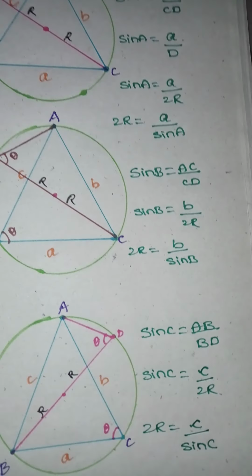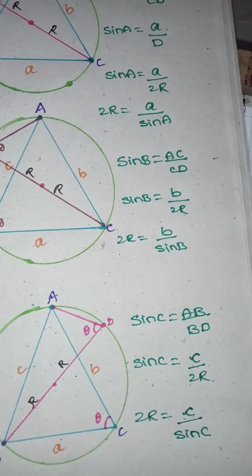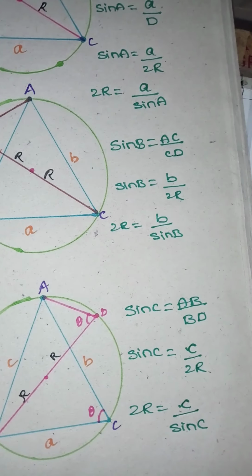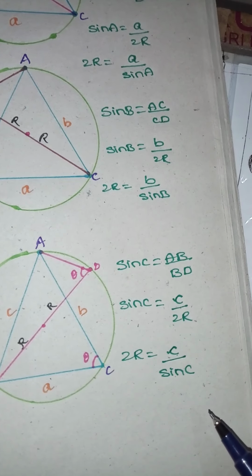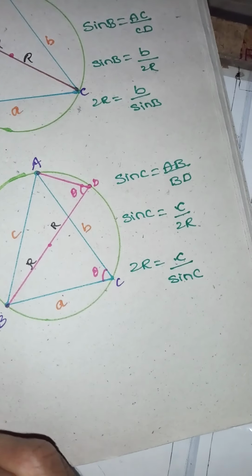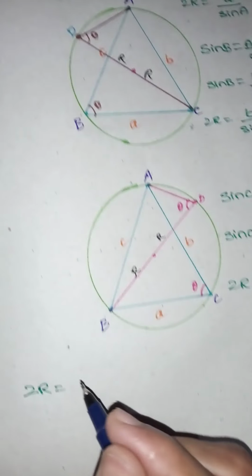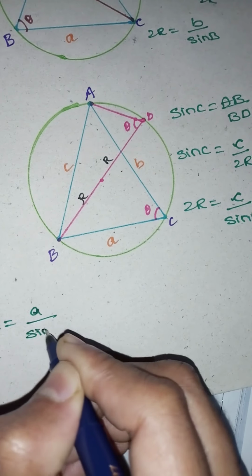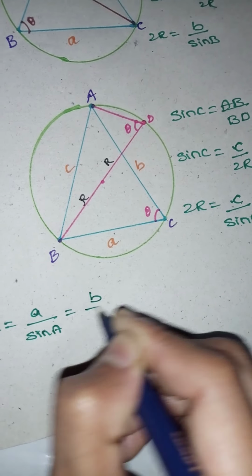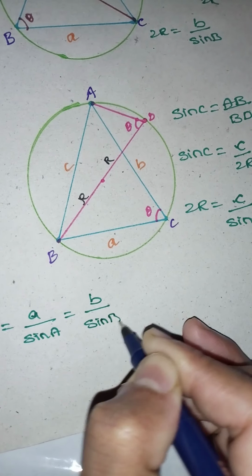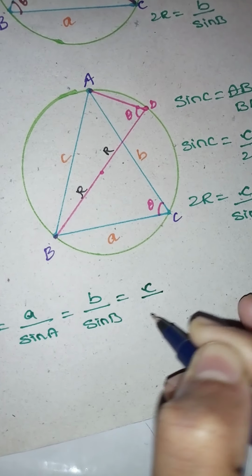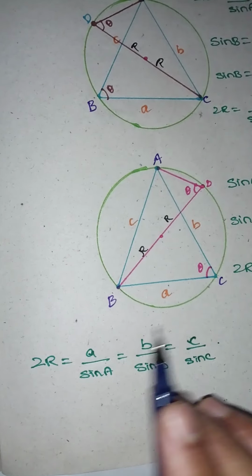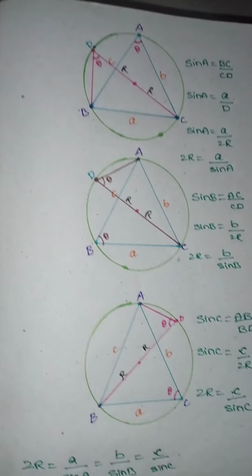Now you have come to the conclusion why I made all of these equal to 2r. 2r is equal to a by sine A, 2r is equal to b by sine B, and 2r is equal to c by sine C. Therefore the total ratio is equal to the constant 2r. So a by sine A equals b by sine B equals c by sine C. Is it clear? The ratios will be equal. That makes us understand the problem very clearly. Thank you.